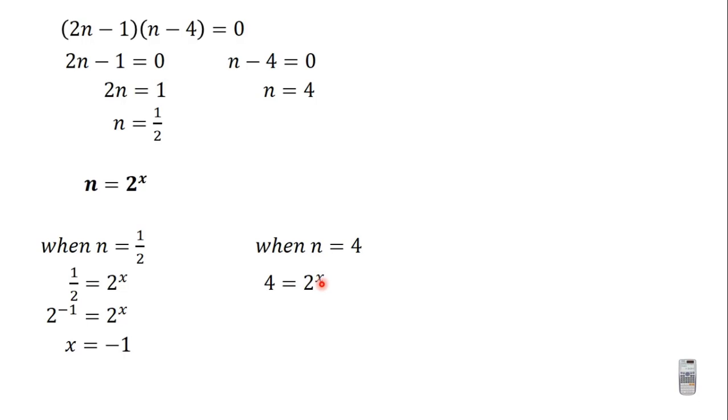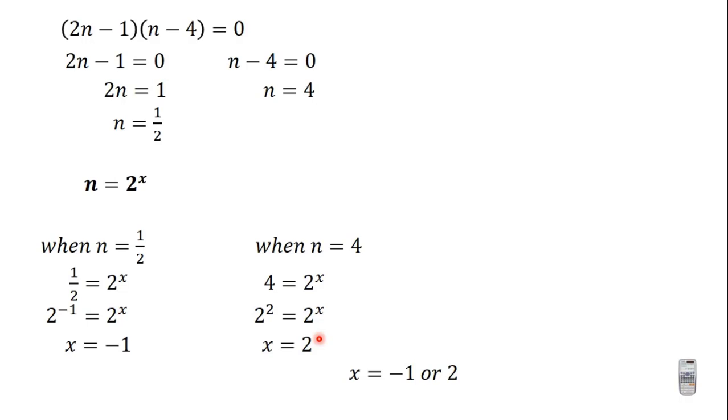So when n is equal to 4, you have 4 is equal to 2 exponent x. Remember, in the index form, 4 can be written as 2 exponent 2. So 2 exponent 2 is equal to 2 exponent x. The base on the left hand side is 2. The base on the right hand side is also 2. So we can equate the exponents. So we have x is equal to 2, or 2 is equal to x. So we have been able to find x. We found x to be equal to minus 1 or 2.